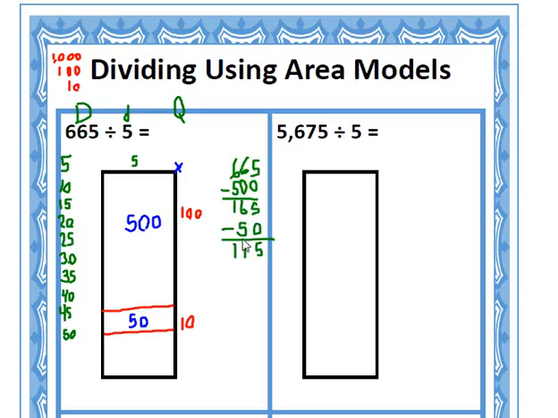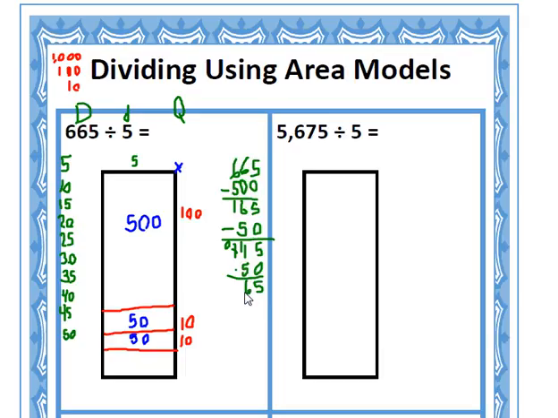Can I do 50 again? Yes. So 5 times what is 50? 5 times 10. So I'm going to put another 10 to the side here. And 5 times 10 is going to take a little space again. 5 times 10 is 50, so I put 50 in the box. Then I subtract 115 minus 50. 1 minus 5, oh, can't do it. So that's 65.